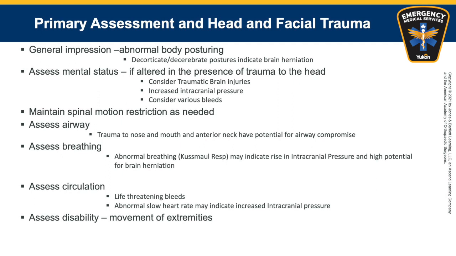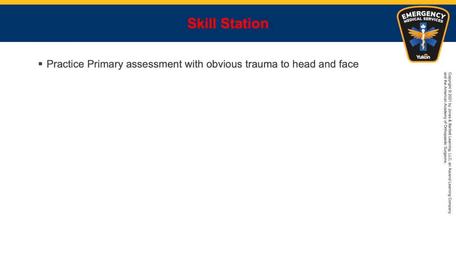If there is a circulatory problem, we're going to attempt to control all major bleeds on scene, and we're going to assess for any type of disability. We're going to do a rapid assessment from the top of the head down to the toes, and we're going to determine if there's any injuries that are life-threatening and put them in the correct priority. All right, now we're going to take a quick break and we're going to practice our primary assessment with obvious trauma to the head and face.